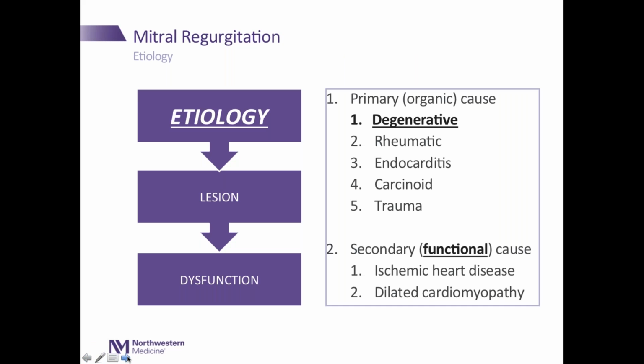Now, why do patients have mitral regurgitation? We broadly classify mitral regurgitation in 2 very large groups. The first group is the group of patients that have a primary problem with their mitral valve. We call this primary or organic etiology. And the majority of these patients have what we call degenerative mitral valve disease or mitral valve prolapse in common language. The second group of patients has mitral regurgitation not because of the mitral valve, but secondary to heart failure. And this is what we call functional mitral valve regurgitation.